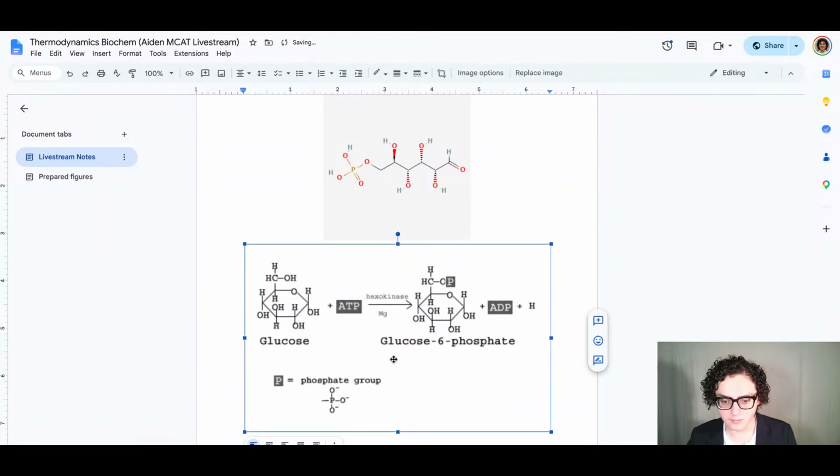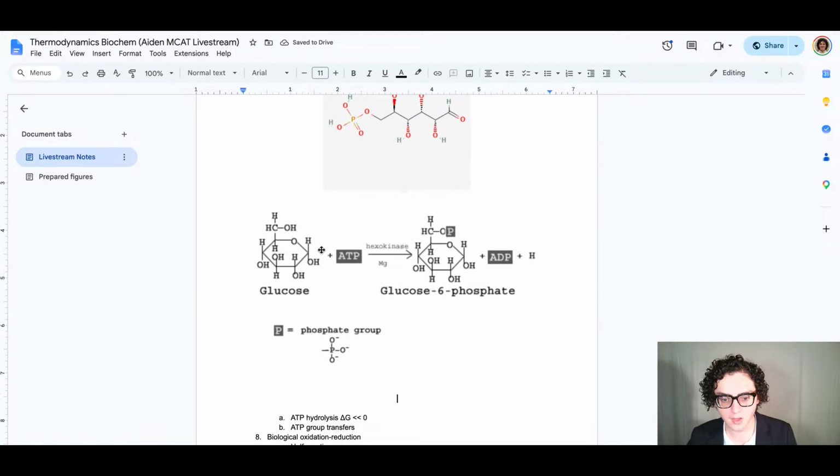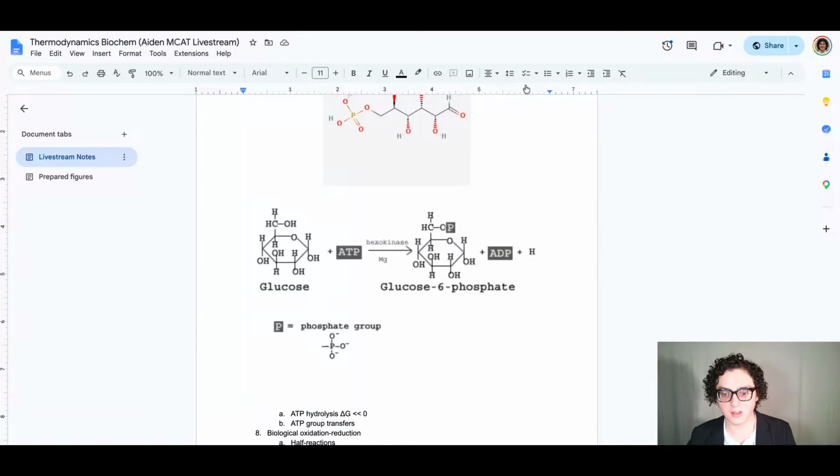There's another picture of the same reaction. So we go from glucose, we add ATP, and hexokinase, which is an enzyme that speeds up this reaction, that we're not going to talk about because we're not covering glycolysis today, is in the middle there. That's an enzyme, aka a protein that speeds up chemical reactions.